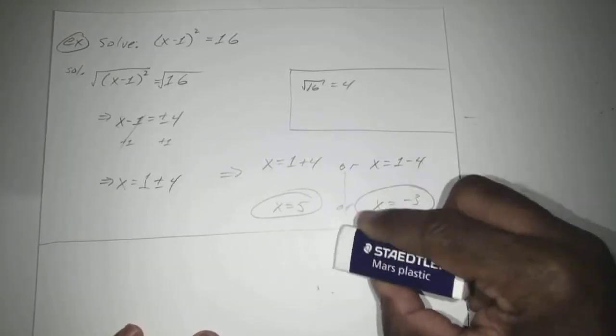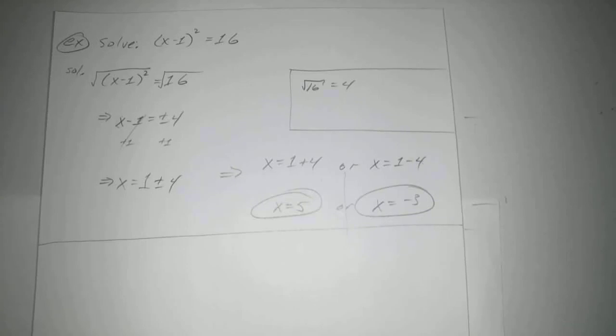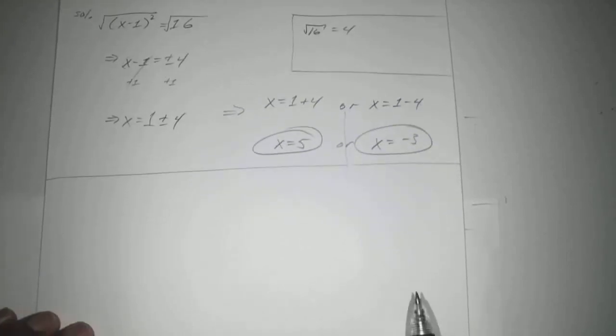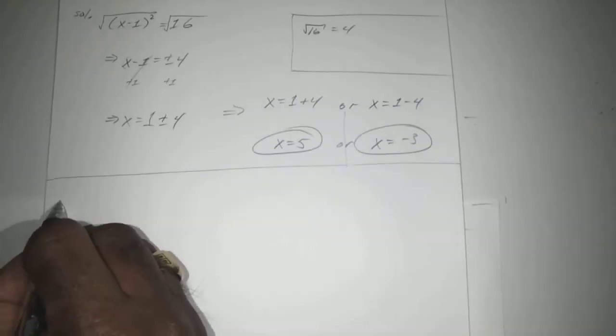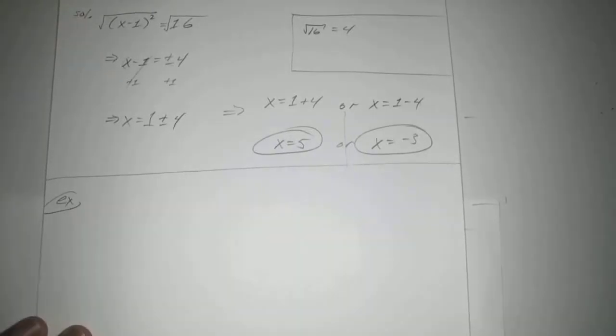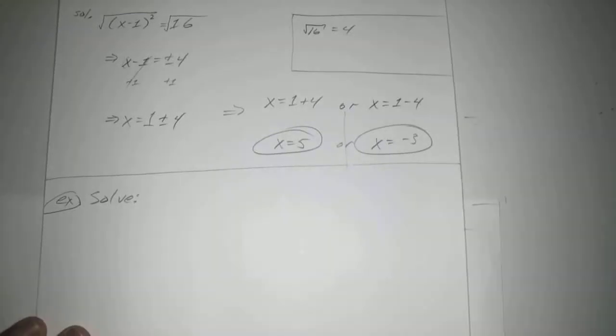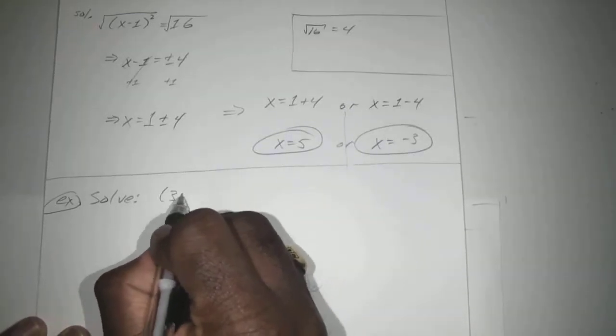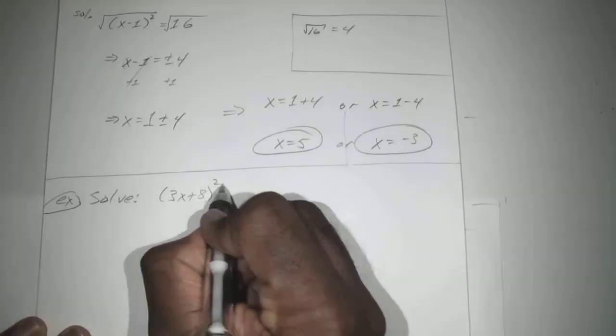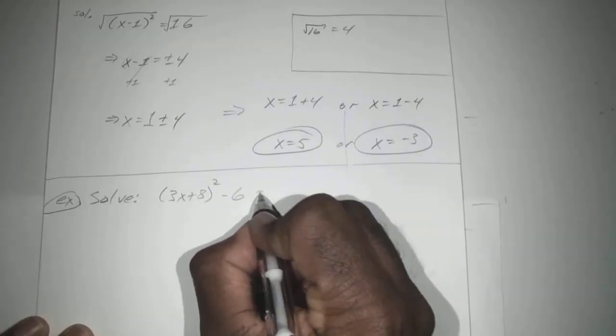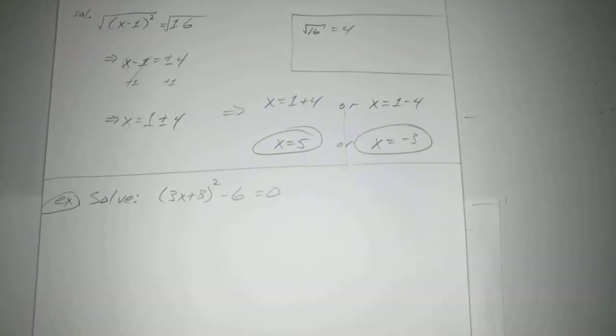Move that up a little bit. There we go. Okay, so let's say for the next example, we wanted to solve 3x plus 8 squared minus 6 equals 0.